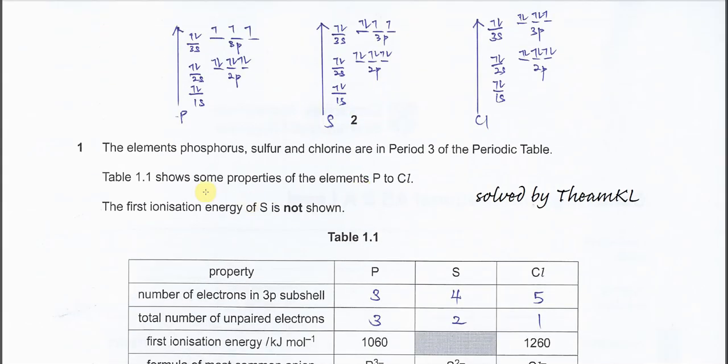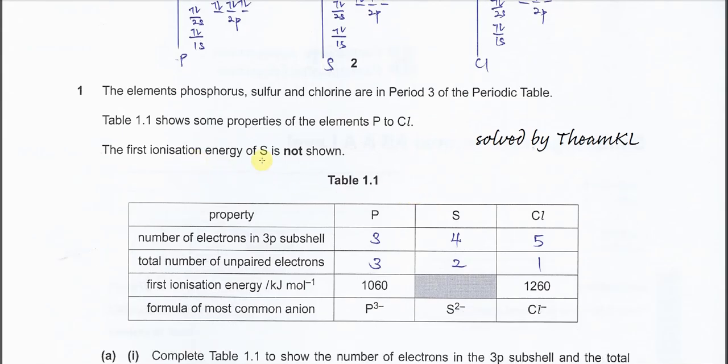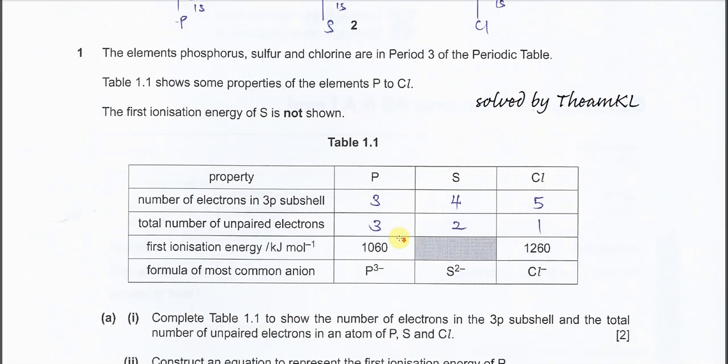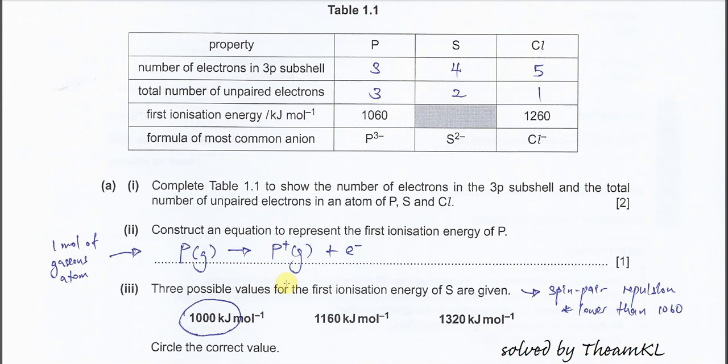Table 1.1 shows some properties of the elements phosphorus, sulfur and chlorine. The first ionization energy of sulfur is not shown. For part A1, complete Table 1.1 to show the numbers of electrons in the 3p subshell and the total numbers of unpaired electrons in these three elements.